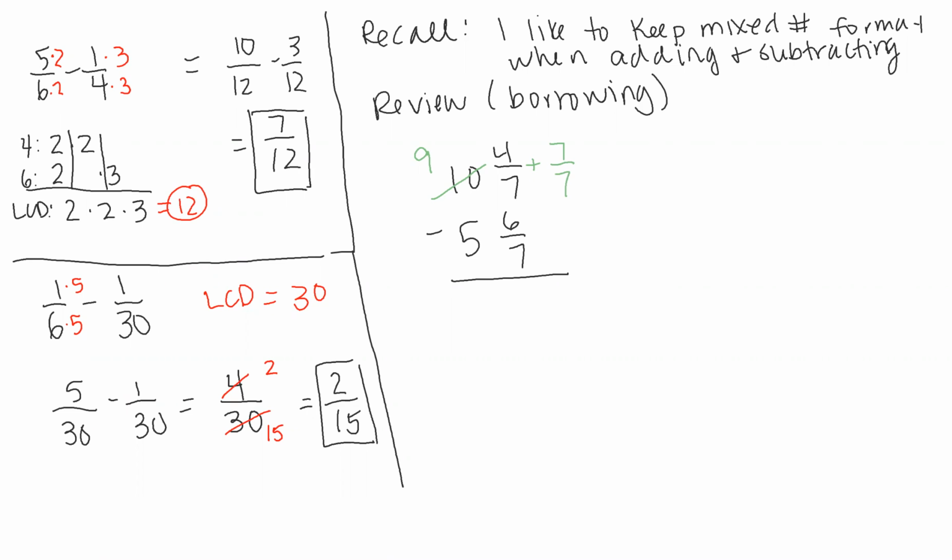So cleaning this up a bit, we have 9 instead of 10 now. And then I add the 4/7 and the 7/7. That does give me 11/7. Don't sweat the fact that this is improper yet. It gets worked out in the wash. So I can now subtract 5 and 6/7. So 6 can be taken away from 11. Now I get 5 over 7. And then 9 minus 5 is 4.